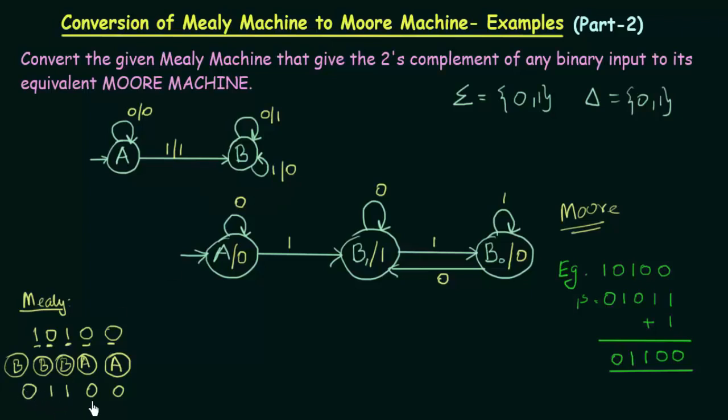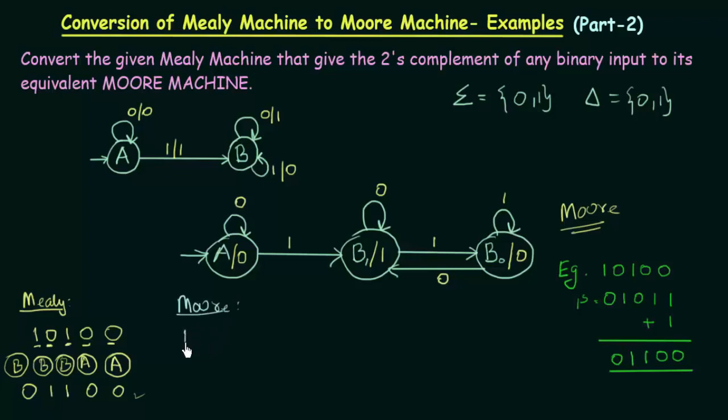So this is the answer that we get, 0, 1, 1, 0, 0. Check it against this, 0, 1, 1, 0, 0. So we are getting the 2's complement correctly. Now let us do the same thing for the Moore machine.